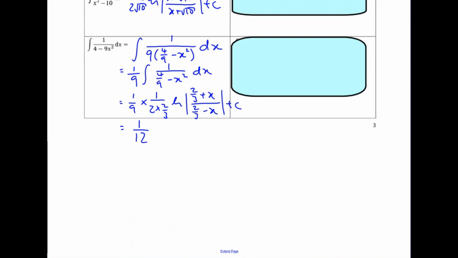Tidy this up a little bit so you get 1 over 12 on the outside. Inside the ln, I'm going to times the top and bottom through by 3 just to make it look a little bit nicer, which gives me this.